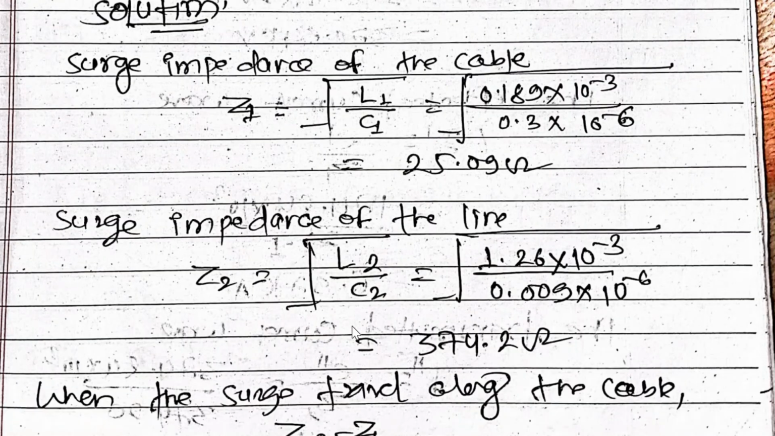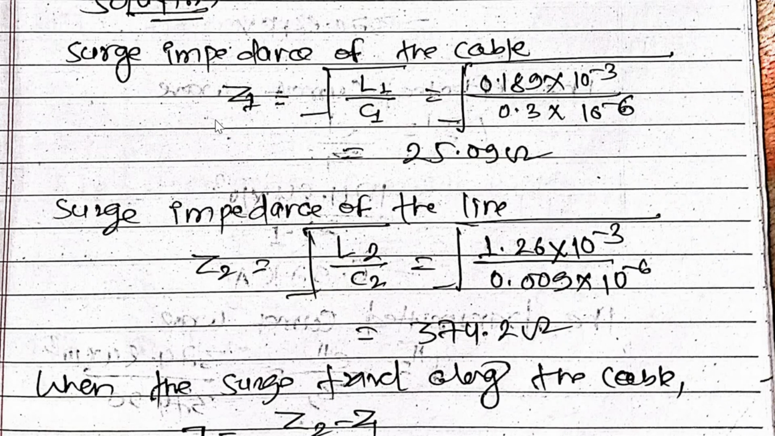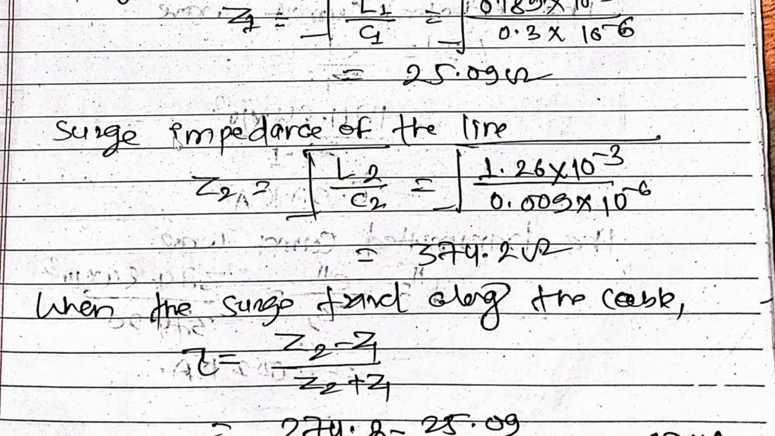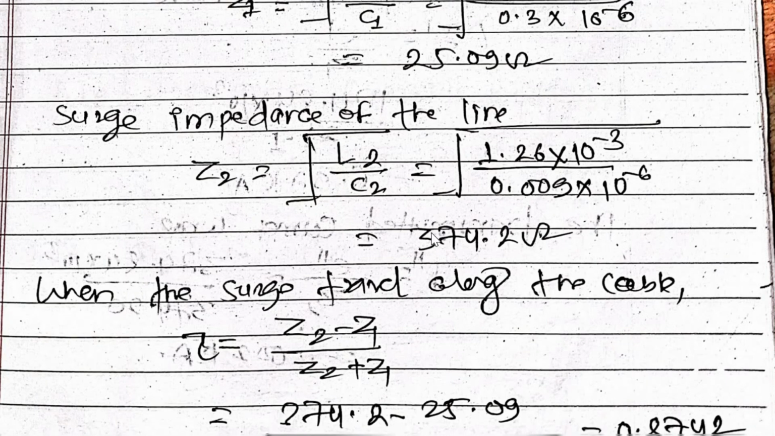And the solution is, first of all, the surge impedance of the cable, that is Z1, root under L1 upon C1. Put the values of L1 and C1, we can get the value of the surge impedance of the cable. Similarly, we have to find the surge impedance of the line. Surge impedance of the line, that is Z2, root under L2 upon C2. Put the values of L2 and C2, we can get the surge impedance of the line.